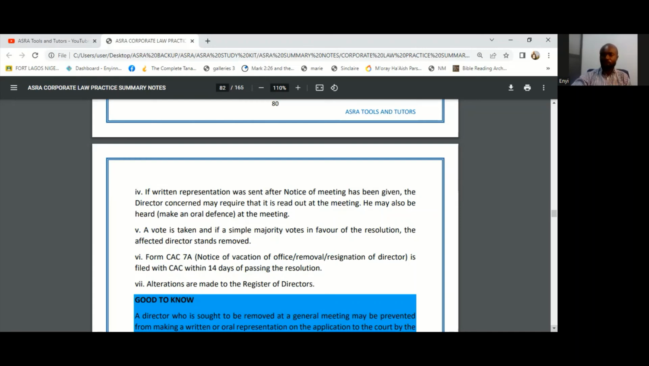If the majority vote for his removal, then he would stand removed as a director in the company. And the company would then proceed to file Form CAC 7A, which is notice of removal of a director, with CAC within 14 days of that removal, along with a copy of the resolution removing him as a director of the company. And also alterations will be made to the register of directors of the company. So that's the procedure for removal.